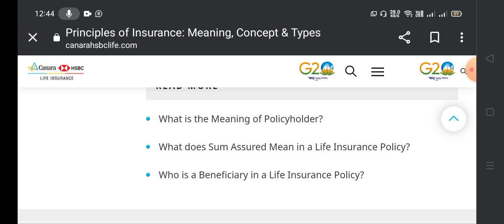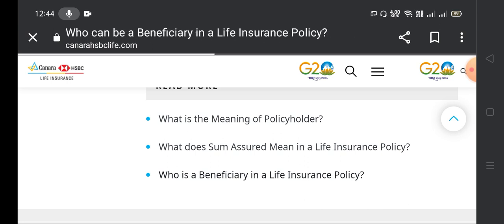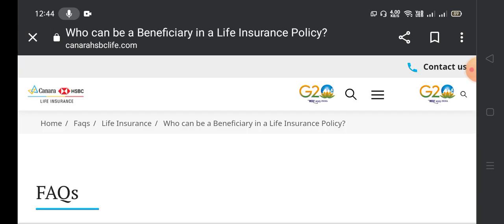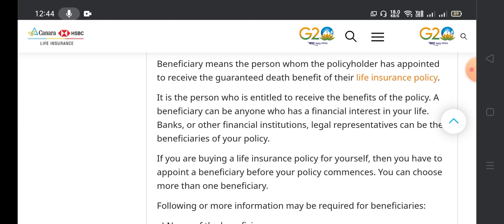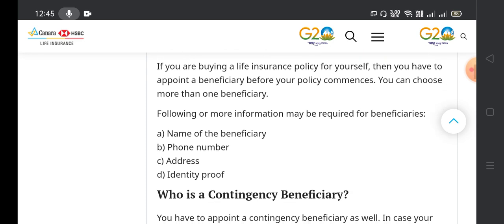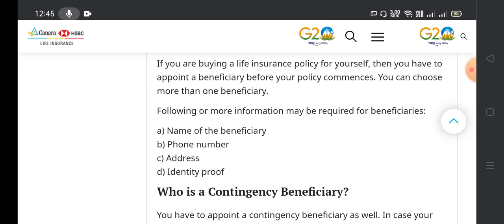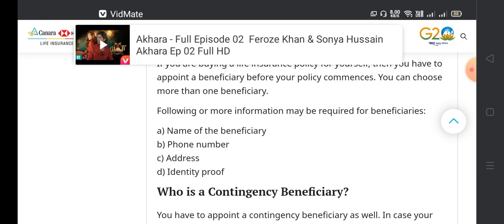And the last one is, who is a beneficiary in a life insurance policy? Beneficiary means the person whom the policyholder has appointed to receive the guaranteed death benefit of their life insurance policy. It is the person who is entitled to receive the benefits of the policy. A beneficiary can be anyone who has a financial interest in your life. Banks or other financial institutions, legal representatives can be the beneficiaries of your policy. If you are buying a life insurance policy for yourself, then you have to appoint a beneficiary before your policy commences. You can choose more than one beneficiary.